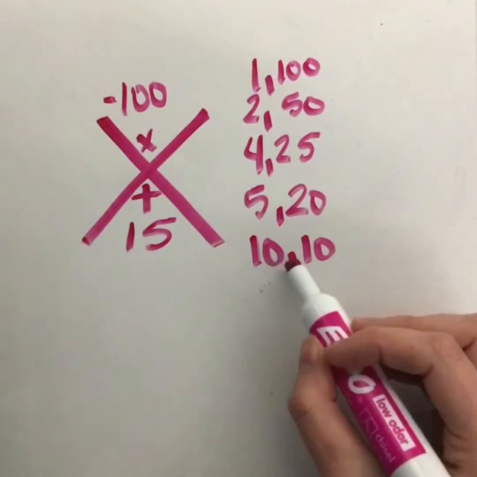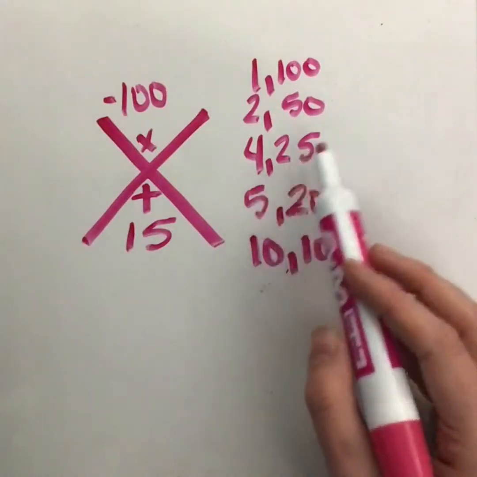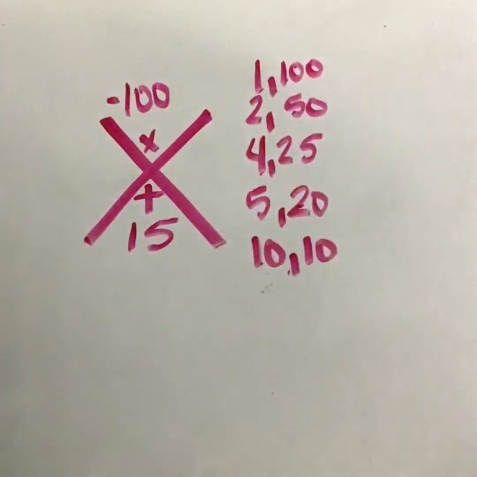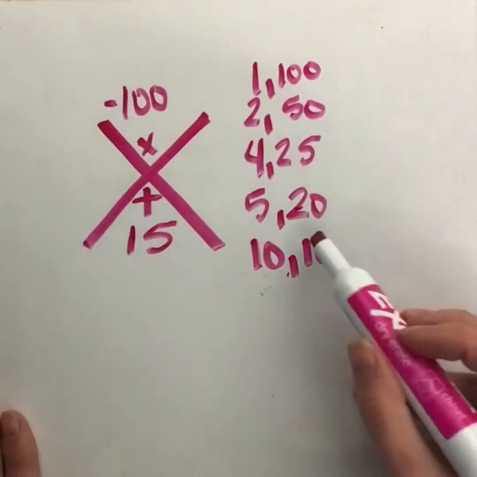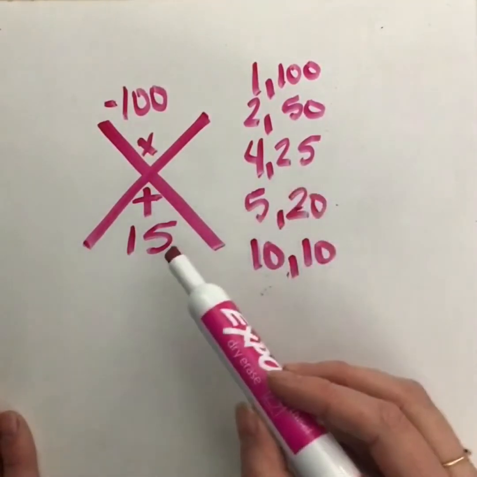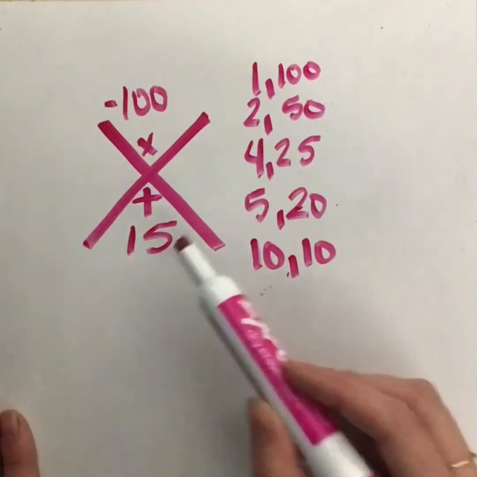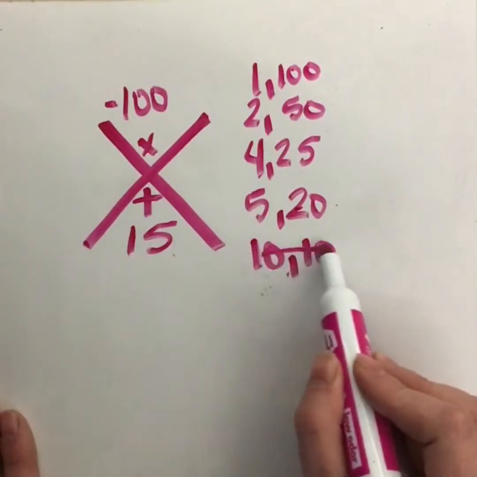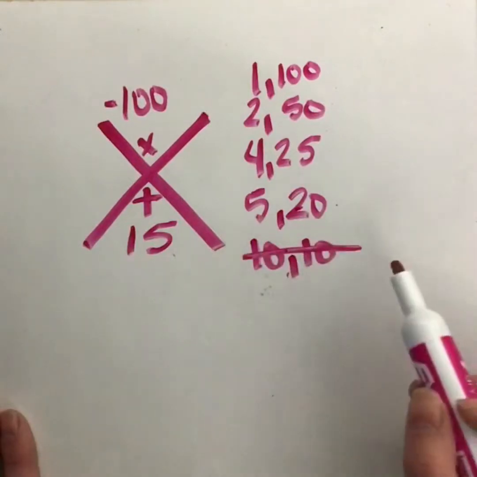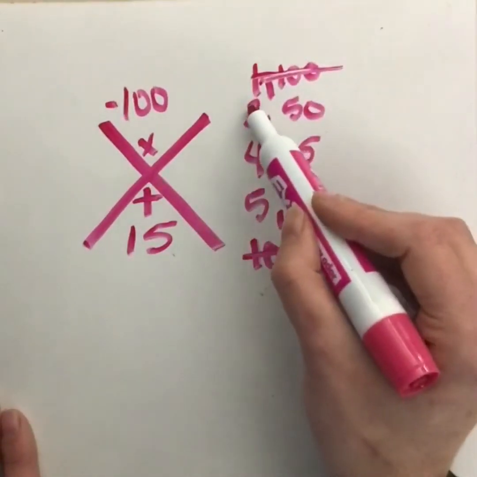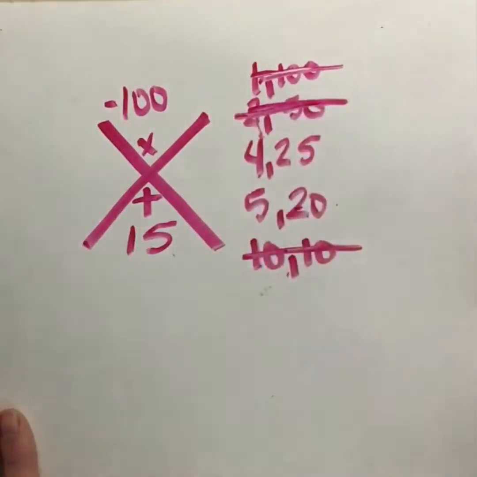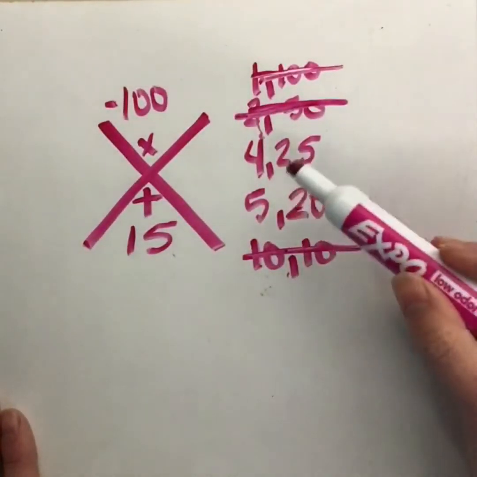If I were to try and continue going, I would just hit 20 and go back up the ladder this way. So to know which ones I'm going to pick, I need them to add to give me 15. Well, I know 10 and 10 can't give me 15. And I know that 1 and 100, 2 and 50, those definitely don't get me 15. These two are my closest options.